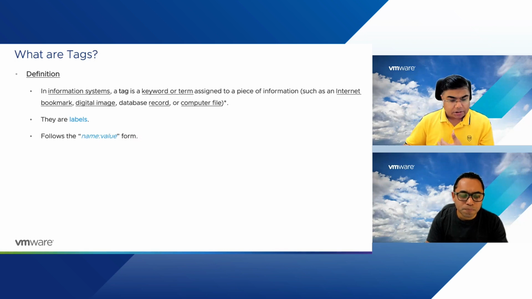In Aria Automation, they're typically context driven. That means the meaning of the tag depends on the context in which you are using them. So that's why you say it's context driven. And we will see that in the examples, right?